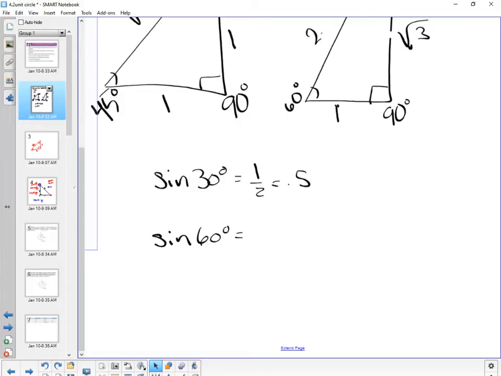What would the sine of 60 be? Is this too easy for you guys? No, we're good. Okay, I'm just gauging, guys. What if I asked for the cosine of 45 degrees? It would be 1 over square root of 2, right? It would be 1 over radical 2.